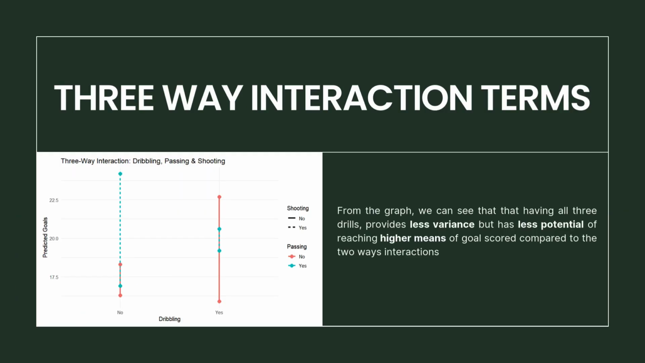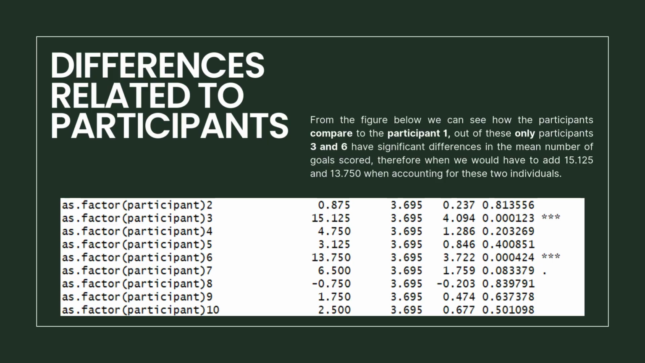For the three-way interaction, it once again was seen that having the 3 drills would decrease variance, but has less potential of reaching a higher mean. For the differences between participants, we can see that the only 2 significant differences would come from participants 3 and 6, who seem to be more accurate compared to the others.